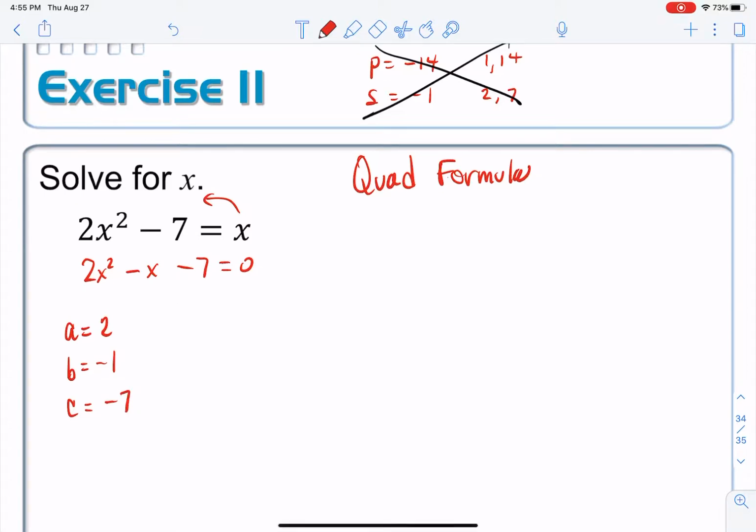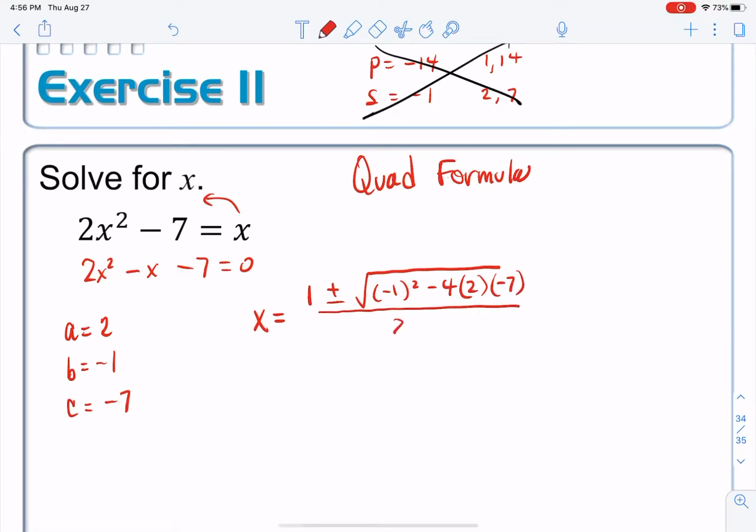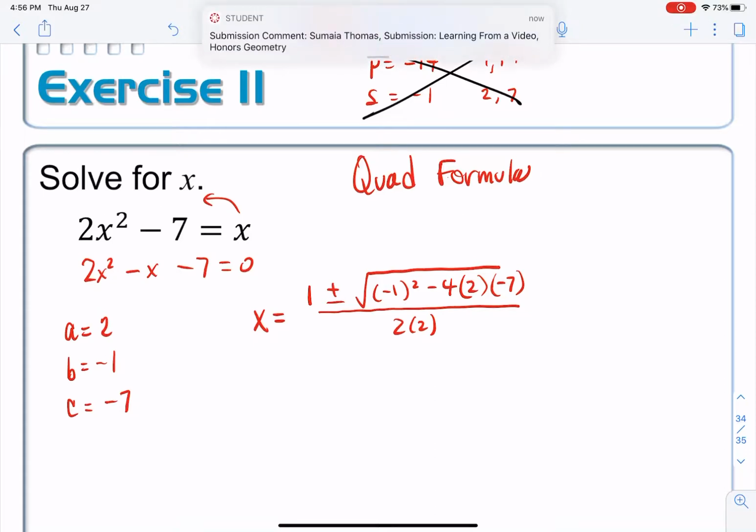So let's throw everything into our quadratic formula. X is equal to a negative B. It's already negative 1, so make it a positive 1, plus or minus the square root of b squared, negative 1 squared, minus 4 times my a value, which is 2, times my c value, which is a negative 7, all over 2 times a, which is 2. Okay? And now it's just time to do some arithmetic and some simplification.